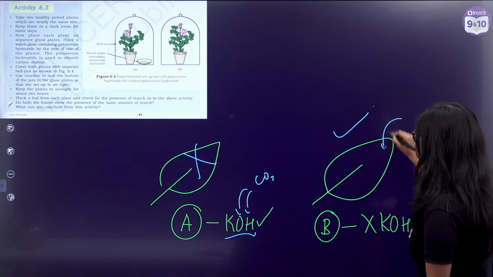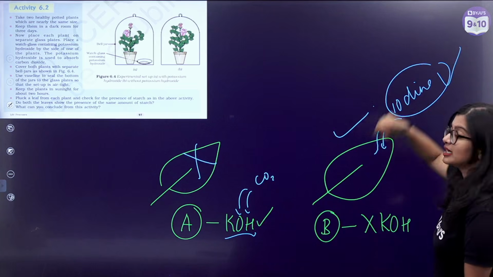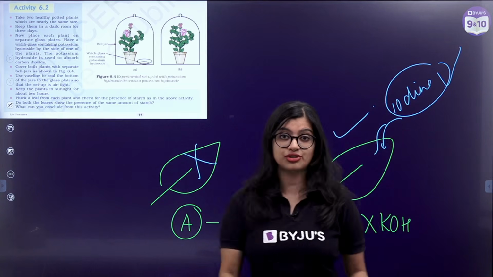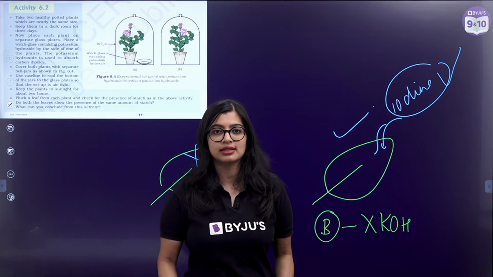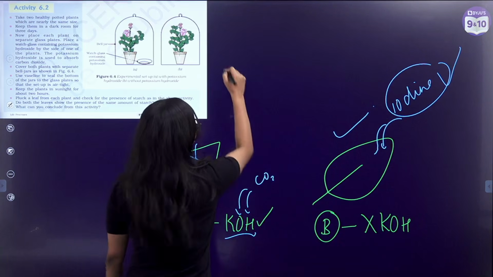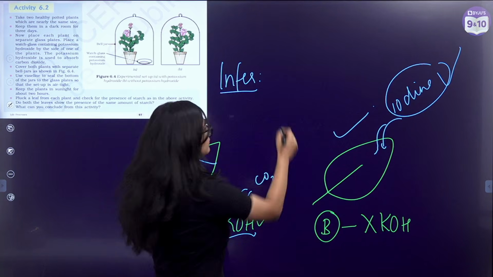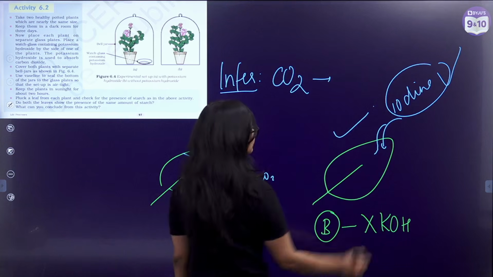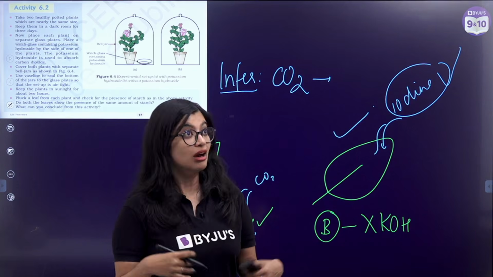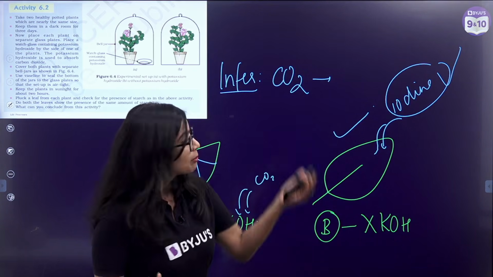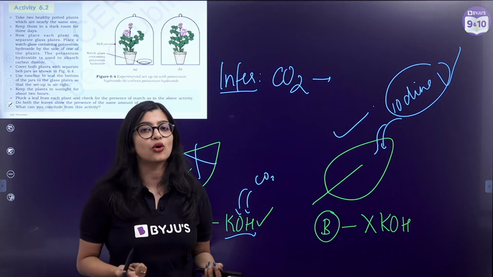So when I add my iodine solution to this, what is going to happen? When I test for starch, you see that it will turn positive for the starch test because photosynthesis took place. So from this, what can we infer? We can observe that carbon dioxide is necessary for photosynthesis. It's one thing for us to just learn that carbon dioxide is necessary, but by carrying out this experiment, you realize that if CO2 is not there, photosynthesis is not going to take place.